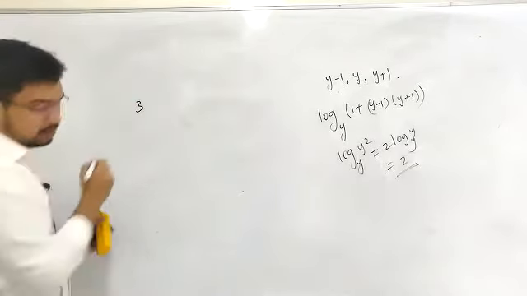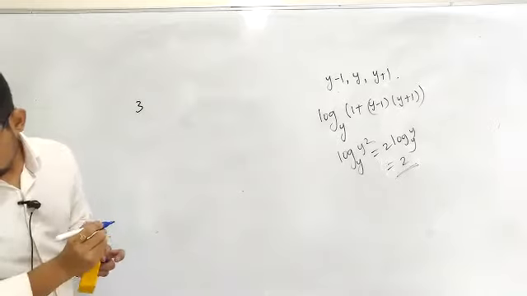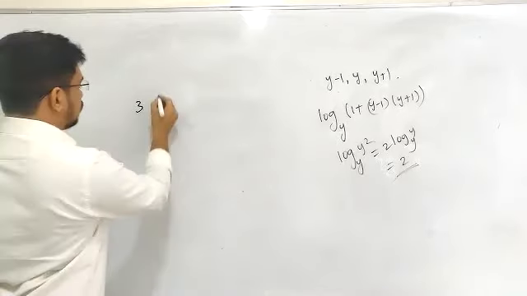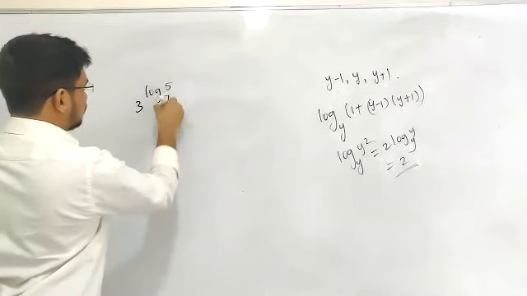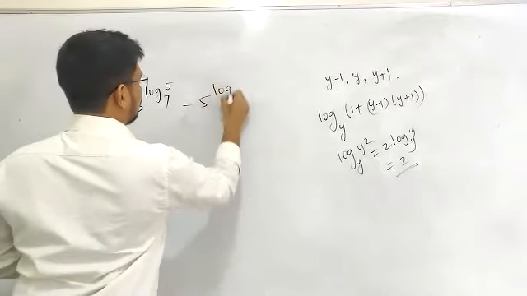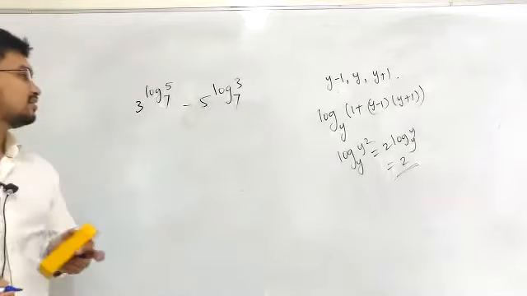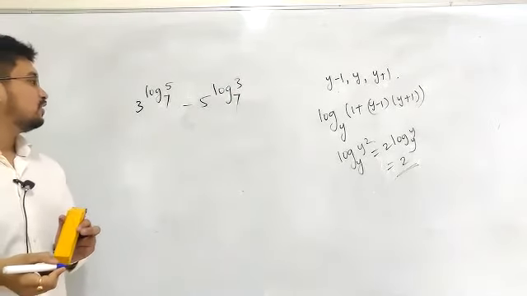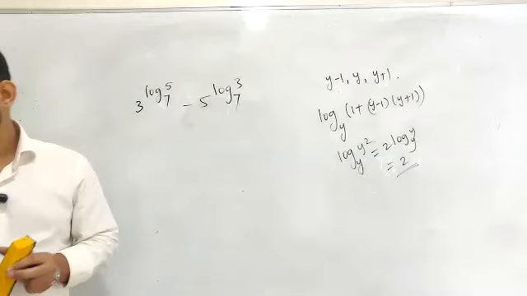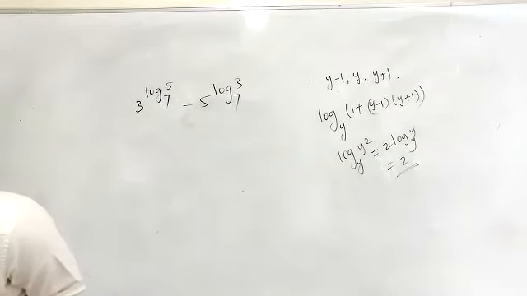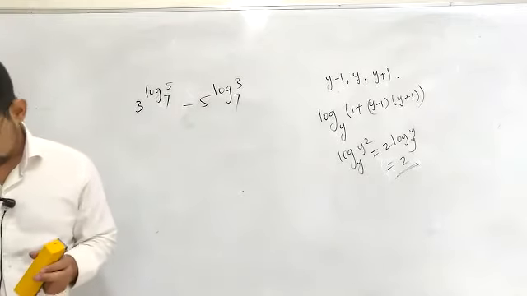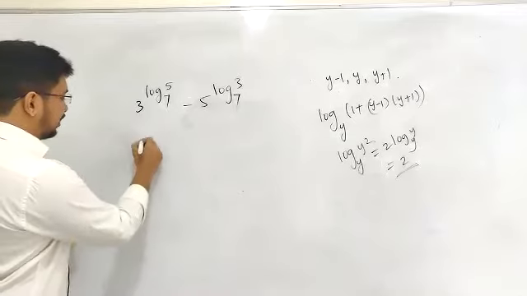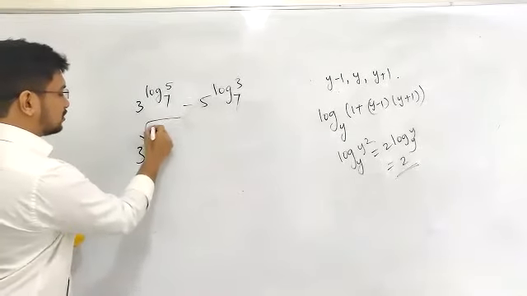3 power log 5 to the base 7 minus 5 power log 3 to the base 7. Direct. Answer for this. 0. Very good. Excellent. Now, if you have understood that, I'll try to slightly modify that question.